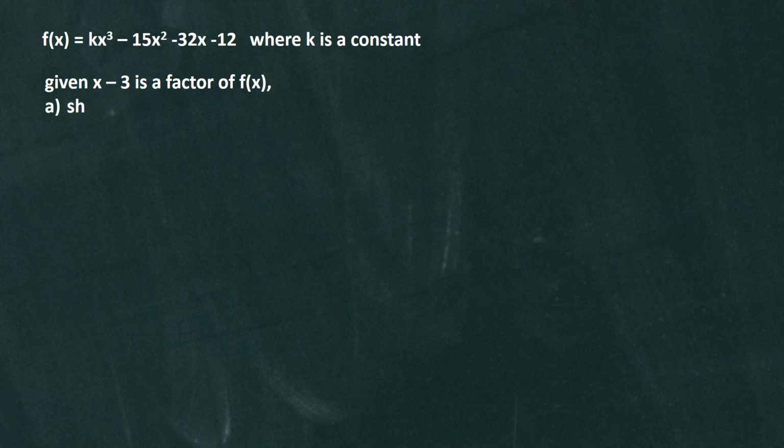We're given a function f(x) being equal to kx cubed minus 15x squared minus 32x minus 12, and we are told k is a constant. Now, given that x minus 3 is a factor of our function f(x), we are required to show that k is equal to 9, and after that we are required to factorize our function f(x). Let us look at the solution for part A.